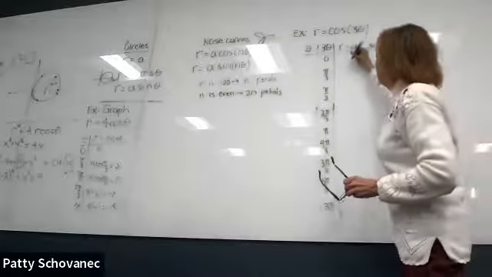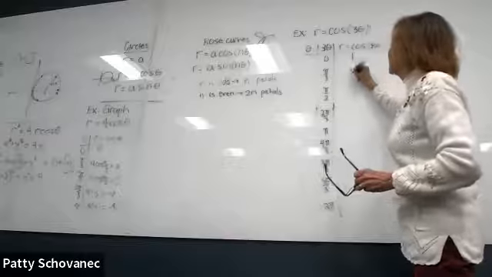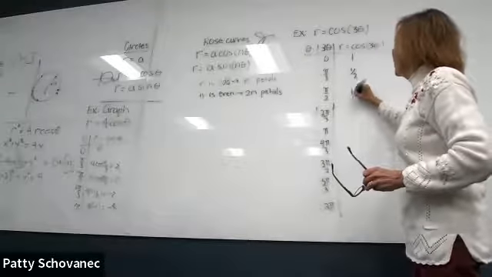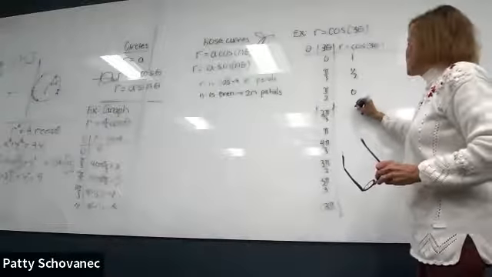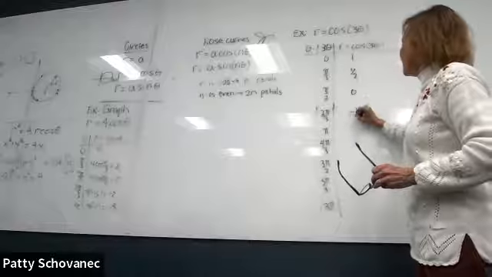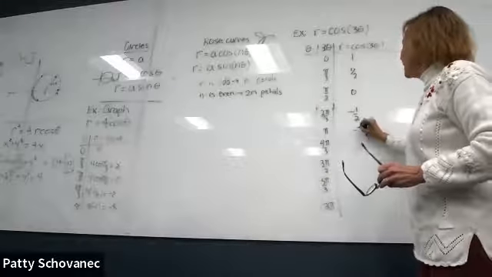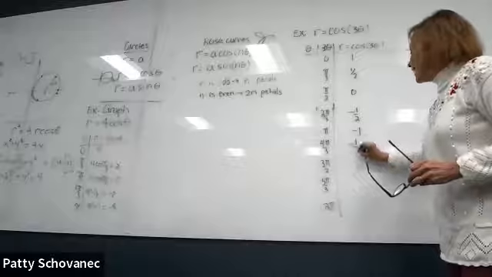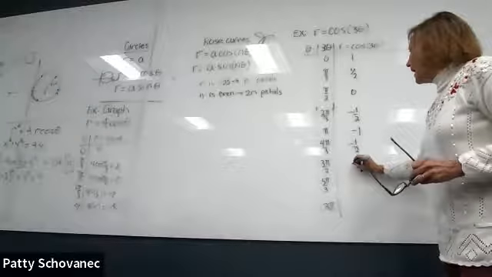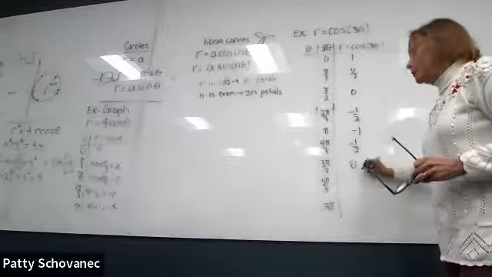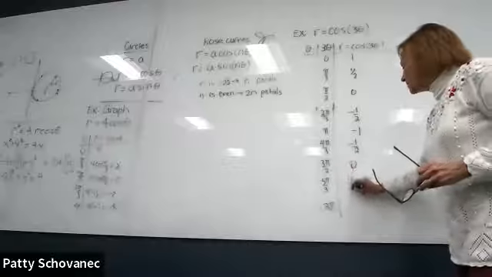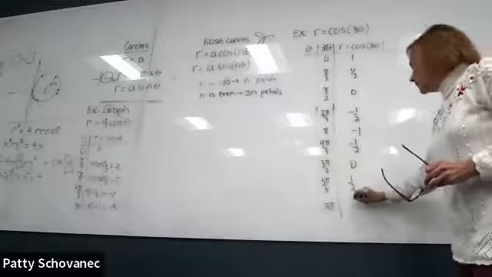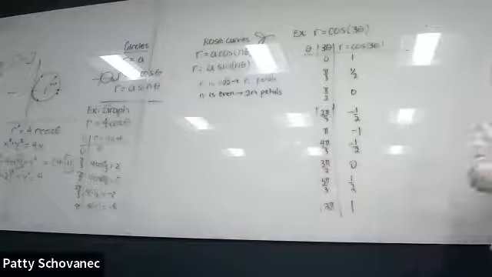Cosine of 0 is 1. Cosine of pi thirds is a half. Cosine of pi halves is 0. Cosine of 2 pi thirds is -1/2. Cosine of pi is -1. Cosine of 4 pi thirds is -1/2. Cosine of 3 pi halves is 0. Cosine of 5 pi thirds is +1/2. Cosine of 2 pi gets me back at 1. Thank you very much.